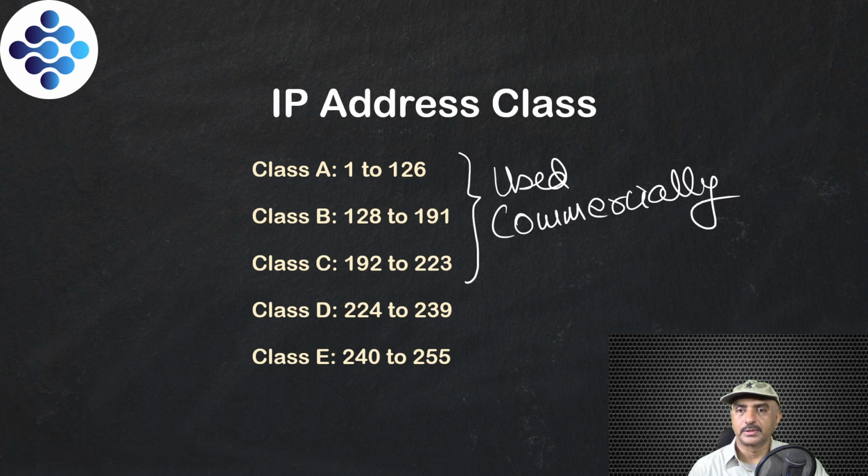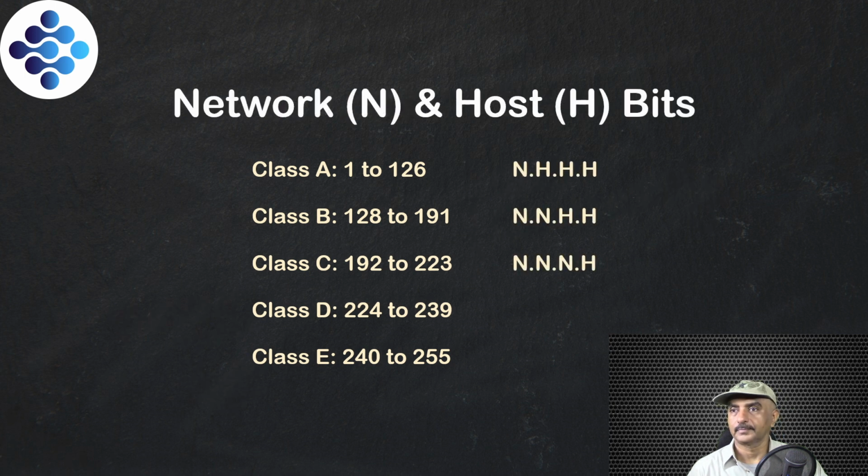Class D, which is used classically for multicast, and class E is only for experiments. Now in class A, class B and class C, those which are used for commercial purpose, they are divided into 2 types of bits, network bits and host bits. This concept is very vital. As we said, the whole IP address is divided into 4 octets. It is the first octet which defines in which class you are.